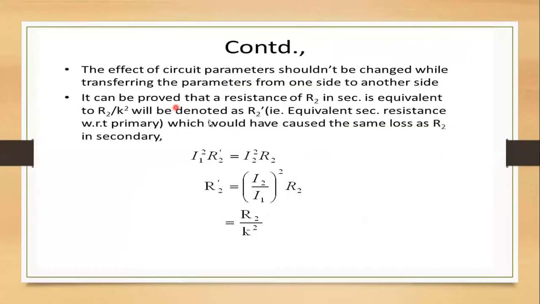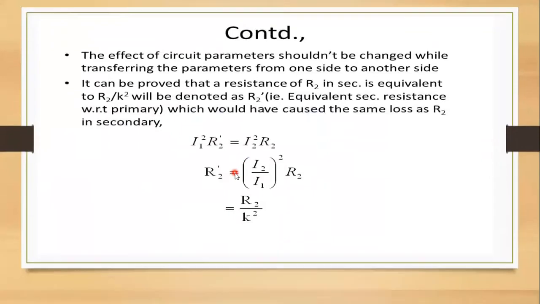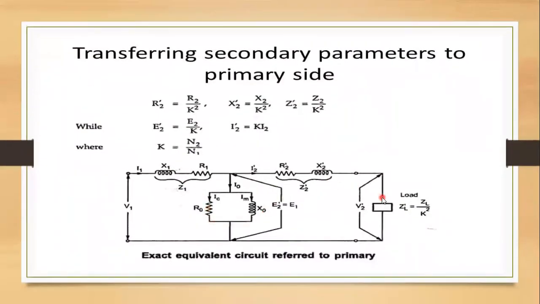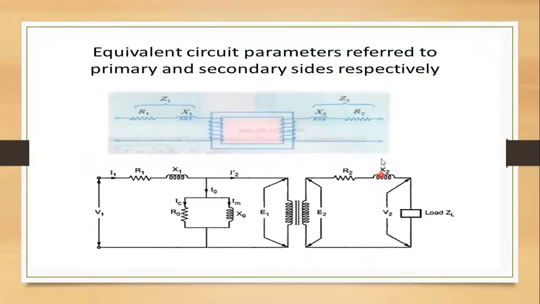Am I right? This R2 dash is converted into the primary side. That means R2 dash is equal to R2 by K square. So like this, the secondary side parameters are converted into the primary side. This is called R2 dash, and R2 dash is equal to R2 by K square. Similarly, X2 dash: the reactance is converted to the primary side.